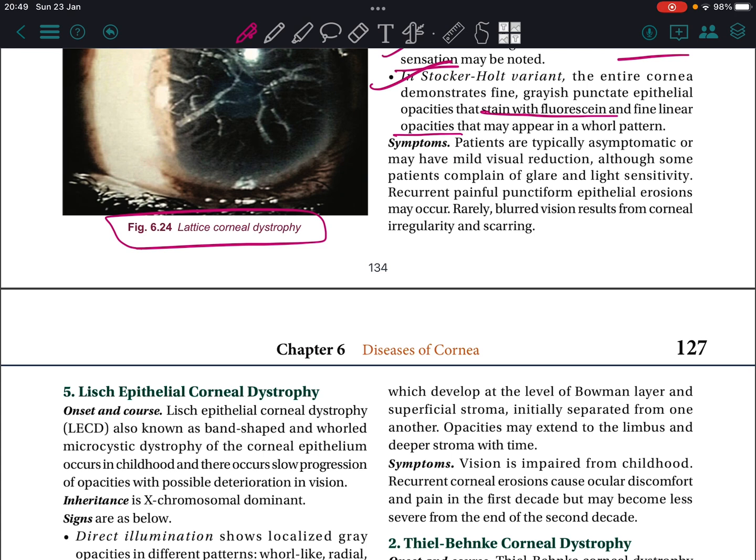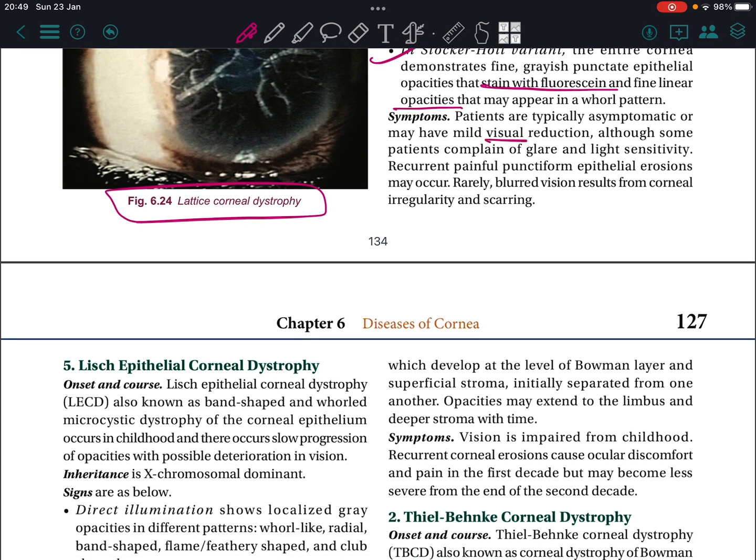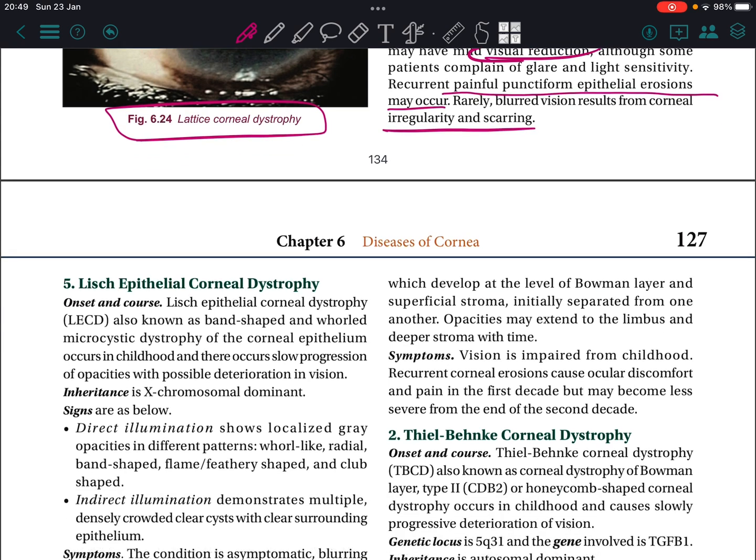Symptoms: patients are typically asymptomatic or may have mild visual reduction, although some patients complain of glare and light sensitivity. Recurrent painful punctiform epithelial erosion may occur. Rarely, blurred vision results from corneal irregularity and scarring.